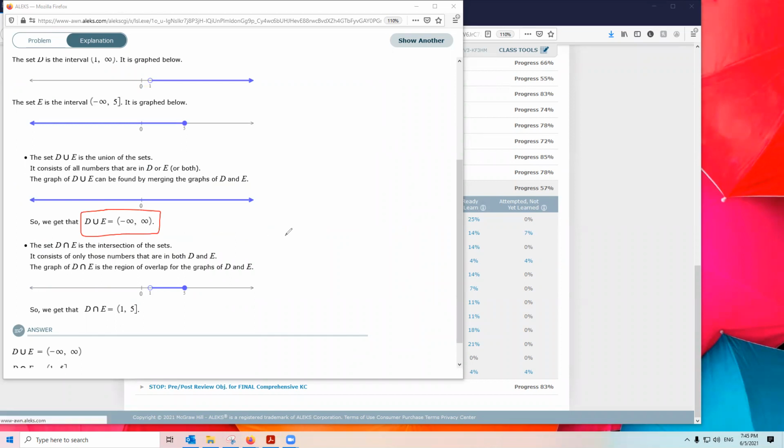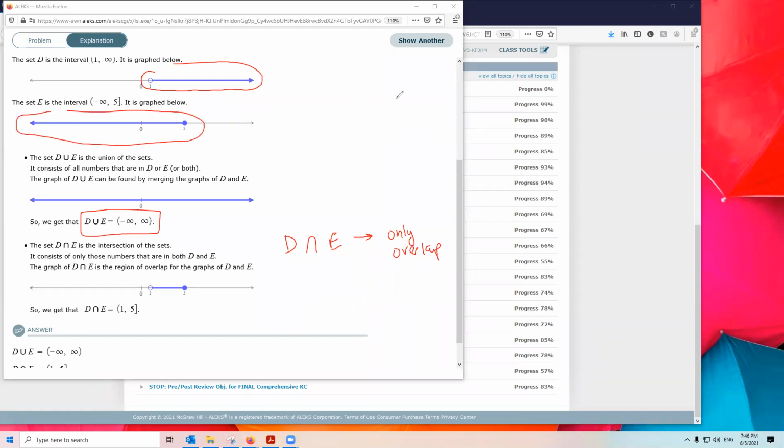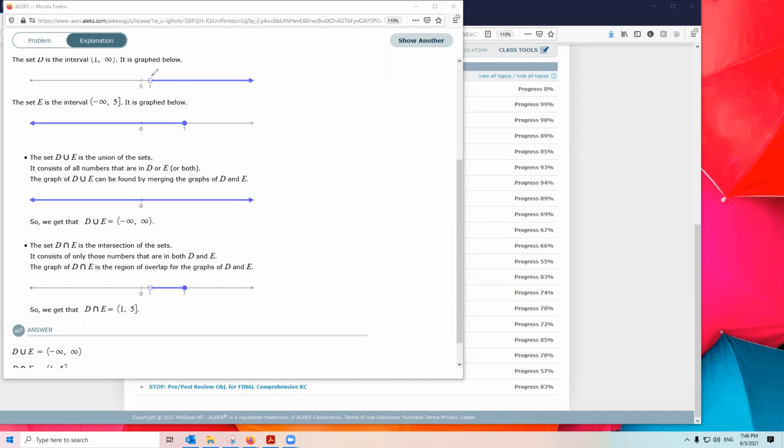All right, now let's talk about the intersection, D intersection E. What we're looking for here is only the overlap of the two graphs. That is, where do the two graphs have a portion of the number line in common? Well, when I compare this graph with this graph, if you notice, the overlap is really this section right here, right? Imagine putting these two graphs right on top of each other. Where are the two graphs superimposed or overlapping?